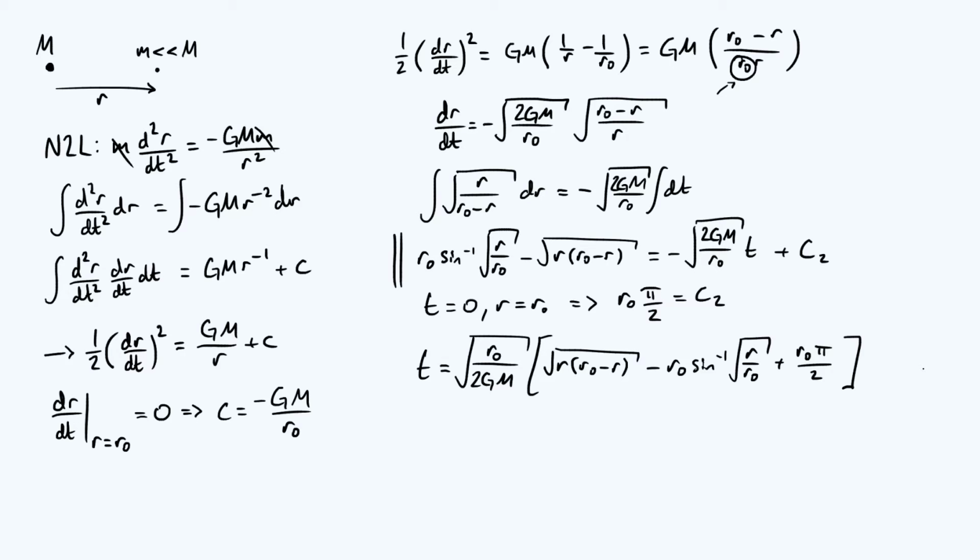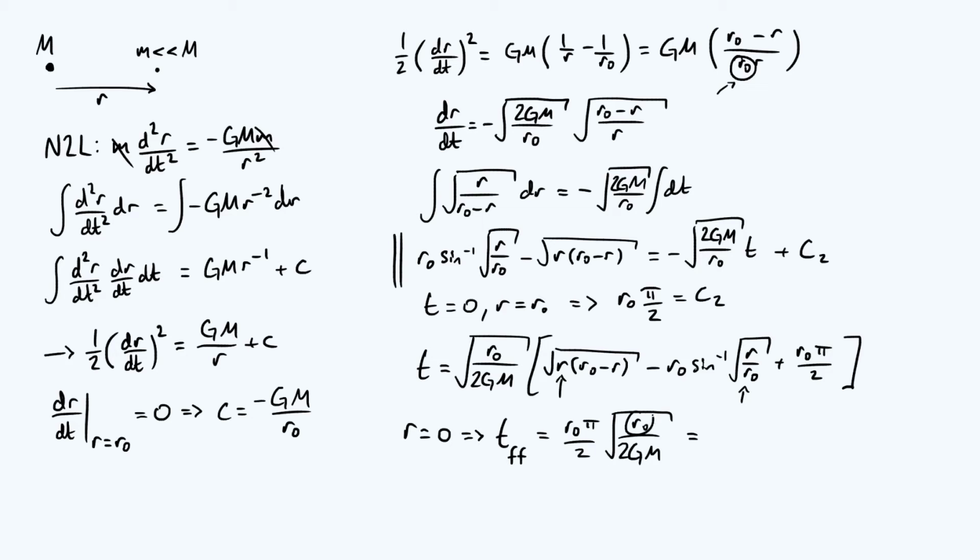But remember, ultimately what we wanted was the time taken for the smaller particle to fall onto the bigger particle. So we're just going to set r equal to 0, right? So when r is 0, what's going to happen? Well, the first term disappears because there's a factor of r in that square root. The second term also disappears because arcsine of 0 is 0, and so you're just left with the constant term at the end, right? So when r is 0, you get t, which I'm going to call t_ff. This is now the free fall time, right? It's going to be r0 pi over 2 times the square root of r0 over 2GM.